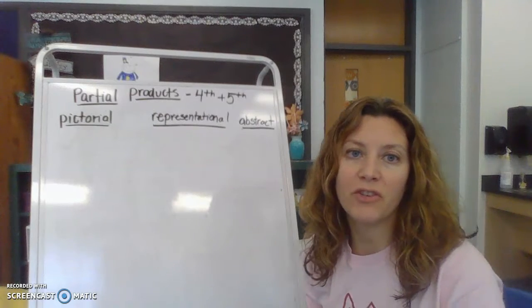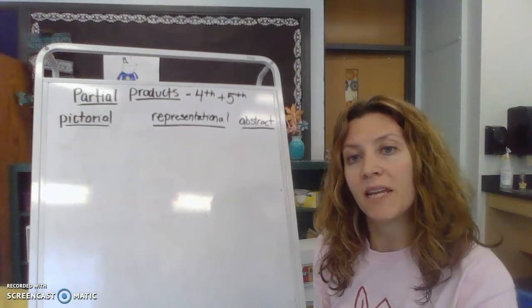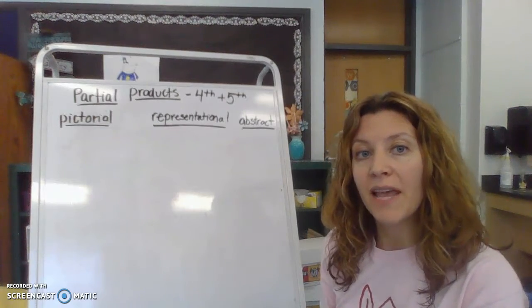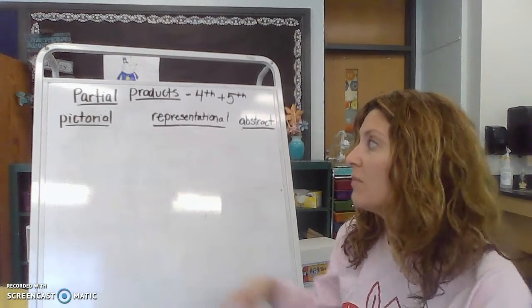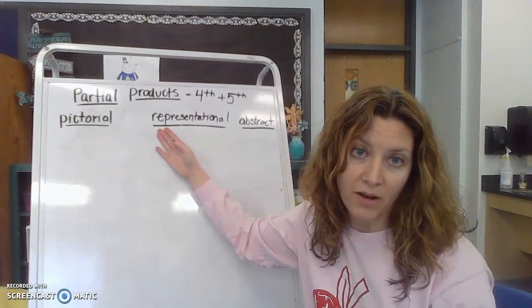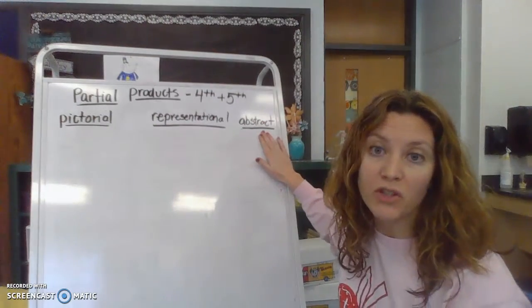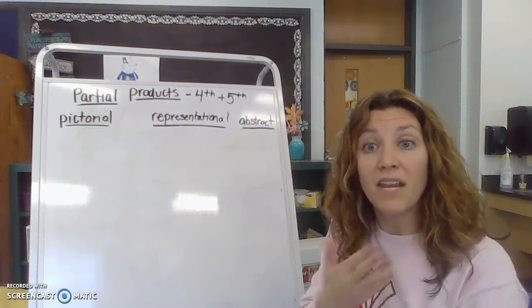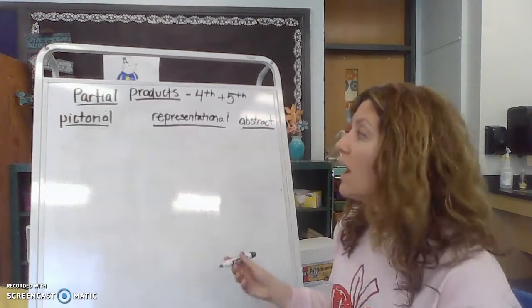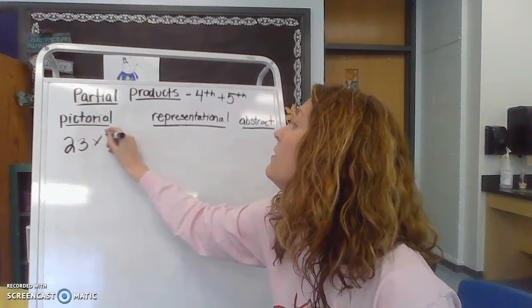Today I'm going to demonstrate the strategy of partial products to help you better understand how we teach our 4th and 5th graders how to move from multiplication in a pictorial way, which is more of a picture, to representing it in partial products, and then finally move into the abstract method, which is the traditional algorithm that many of us were taught. So I'll use the problem 23 times 7.